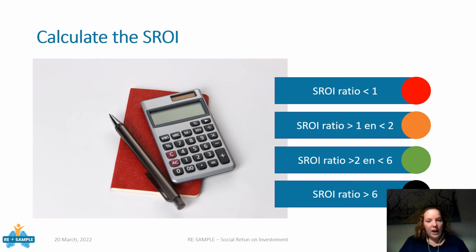When the SROI is higher than 6, then probably you did something wrong, because then it's too positive, and you should rethink the steps you took and see if there are some mistakes you made, or maybe you were too optimistic.